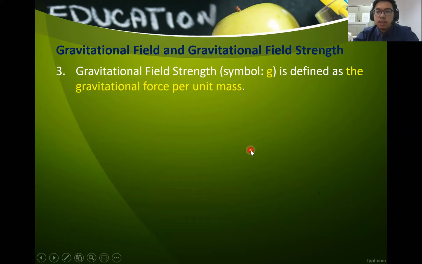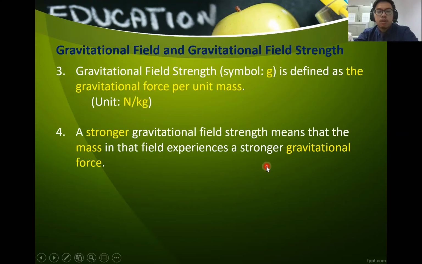Gravitational field strength, which has the symbol g, is defined as the gravitational force per unit mass. Gravitational field strength tells you how strong the gravity is. That's why the name is gravitational field strength. And it has the unit of newtons per kilogram. A stronger gravitational field strength means that the mass in that field experiences a stronger gravitational force.